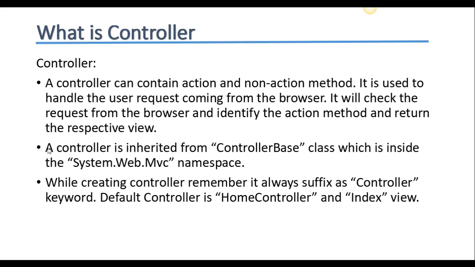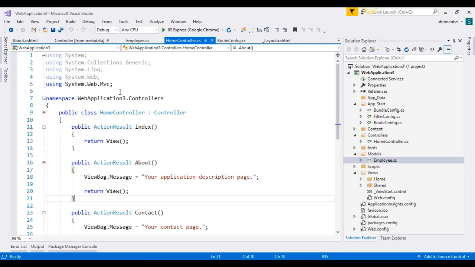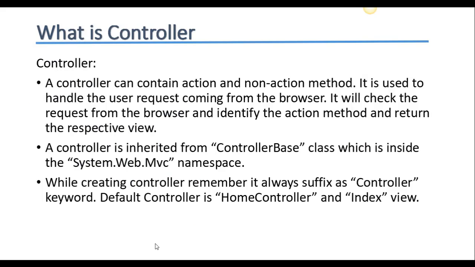So the next point is that a controller is inherited from the controller base class, as we have just seen. The controller base class is inside the System.Web.Mvc namespace. So you can see the controller class is inside the System.Web.Mvc namespace. And while creating the controller, it is always suffixed with the controller keyword.